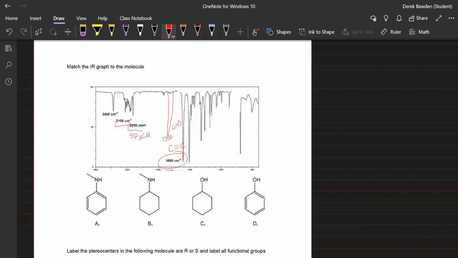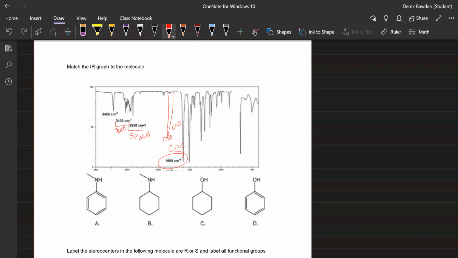So that's going to be, yeah, it's basically your sp2 CHs. Okay, just above 3000. All right, and then what about 3400? One peak at 3,400. What does that tell us?